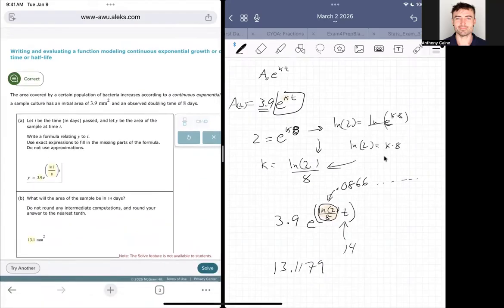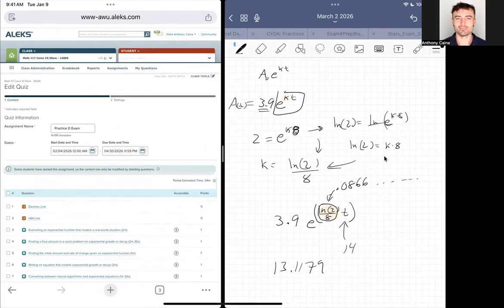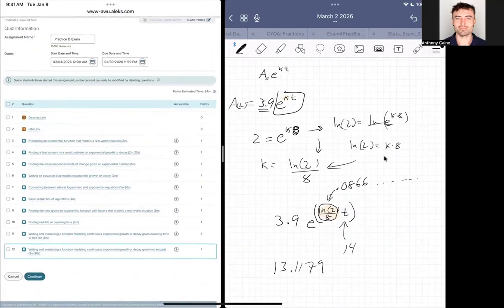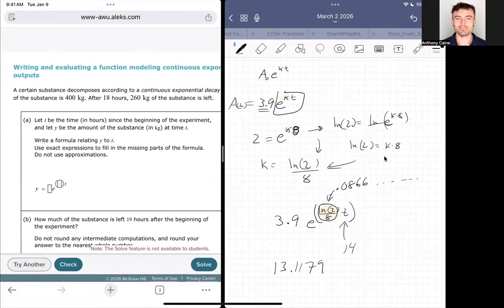Okay, there you go. So notice how on the first part, you have to leave it as natural log of 2 divided by 8. On the second part, punch the whole thing in your calculator, where I'm plugging in 14 for t, and you can round all that. So no big deal. All right, last question. It's going to be the same kind of idea.